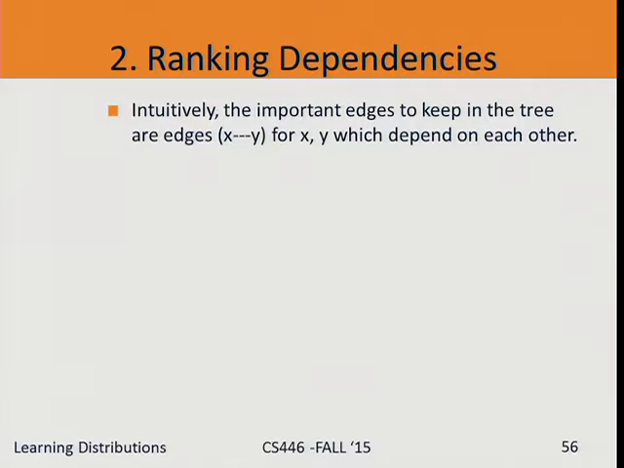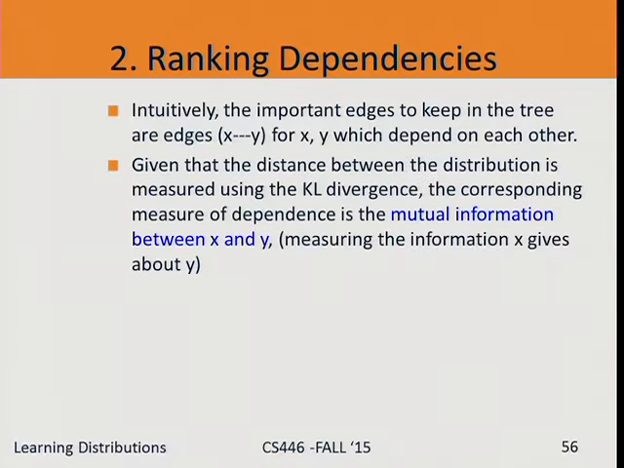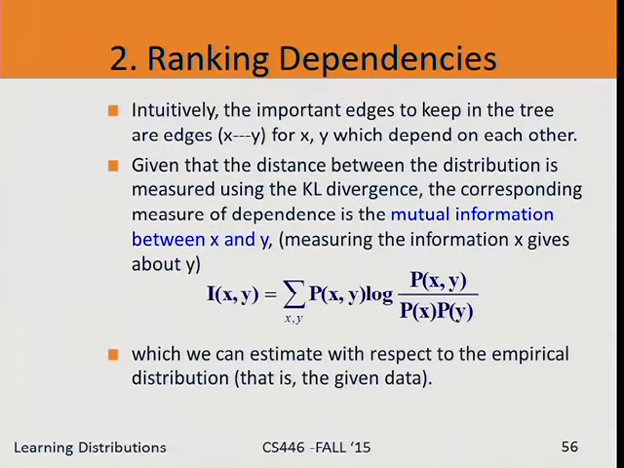It turns out that, given that we are measuring distances with the KL divergence, the best way to define this metric is something called the mutual information between variables X and Y. It's going to be defined this way. Given variables X and Y, the mutual information is the sum over all pairs x, y, all values that X and Y take, of P(x,y) times log P(x,y) divided by P(x) P(y). I'm sure all of you have seen something like this before.